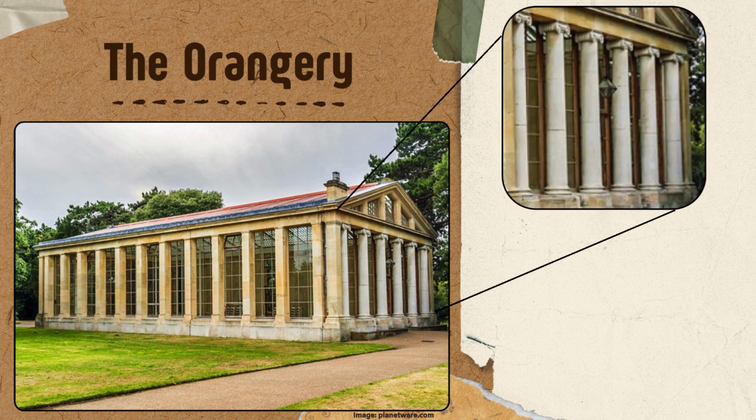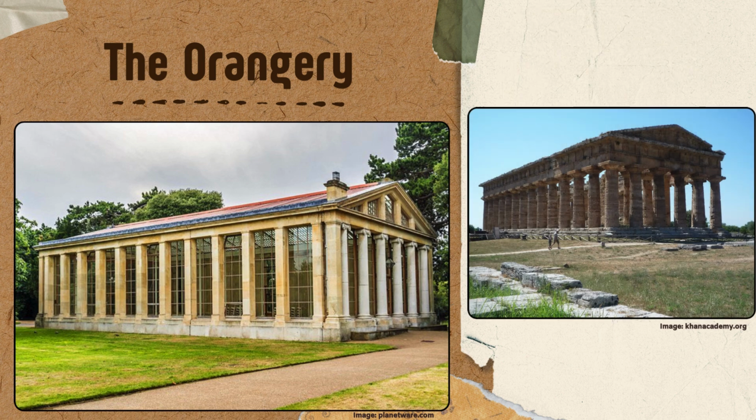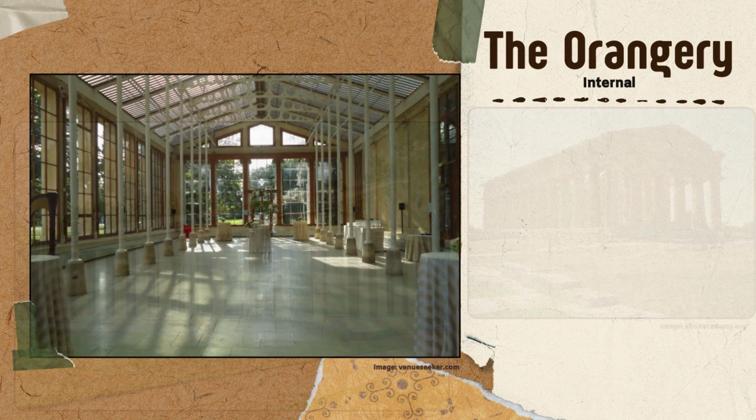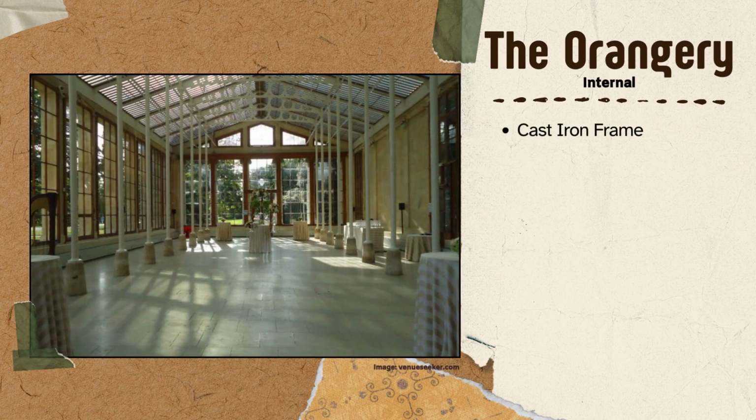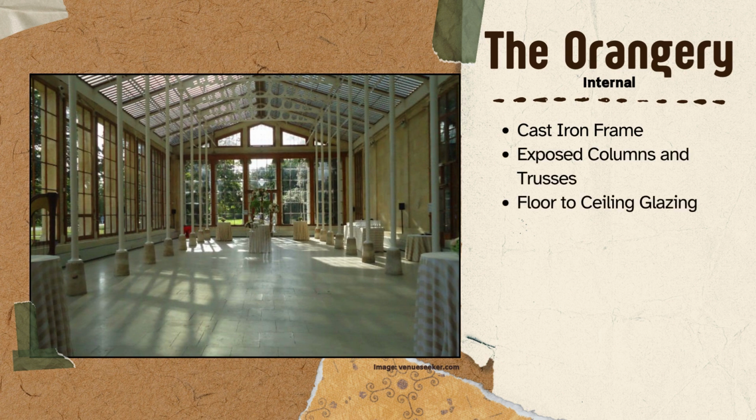When looking at Nash's Orangery, we immediately notice the form of the building referencing a Greek temple with Ionic order columns on the east and west facades. Looks familiar, doesn't it? While the building heavily references classical elements, the construction was anything but, particularly when looking internally. The Orangery is constructed with a cast iron frame featuring exposed columns and trusses, floor-to-ceiling glazing, and a translucent roof.